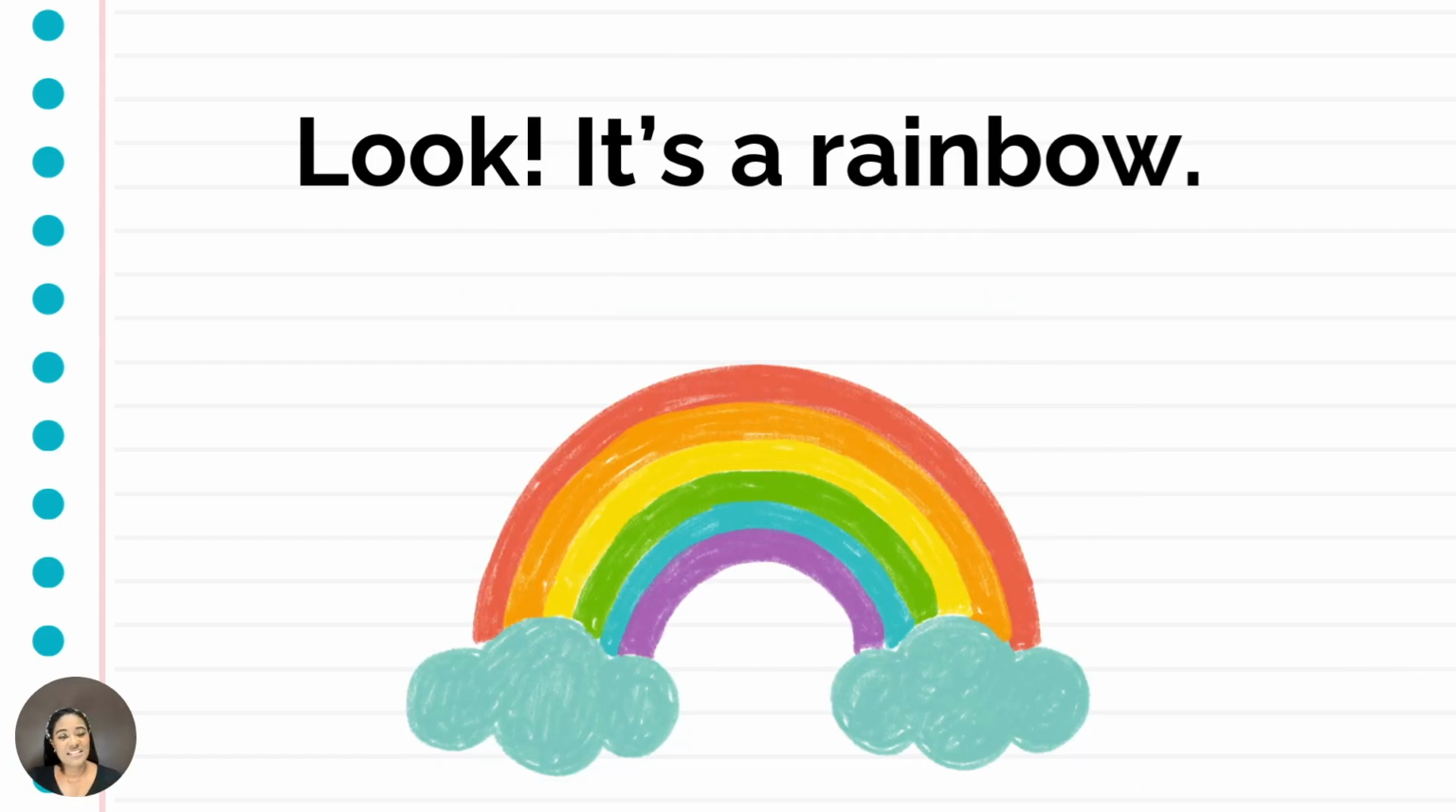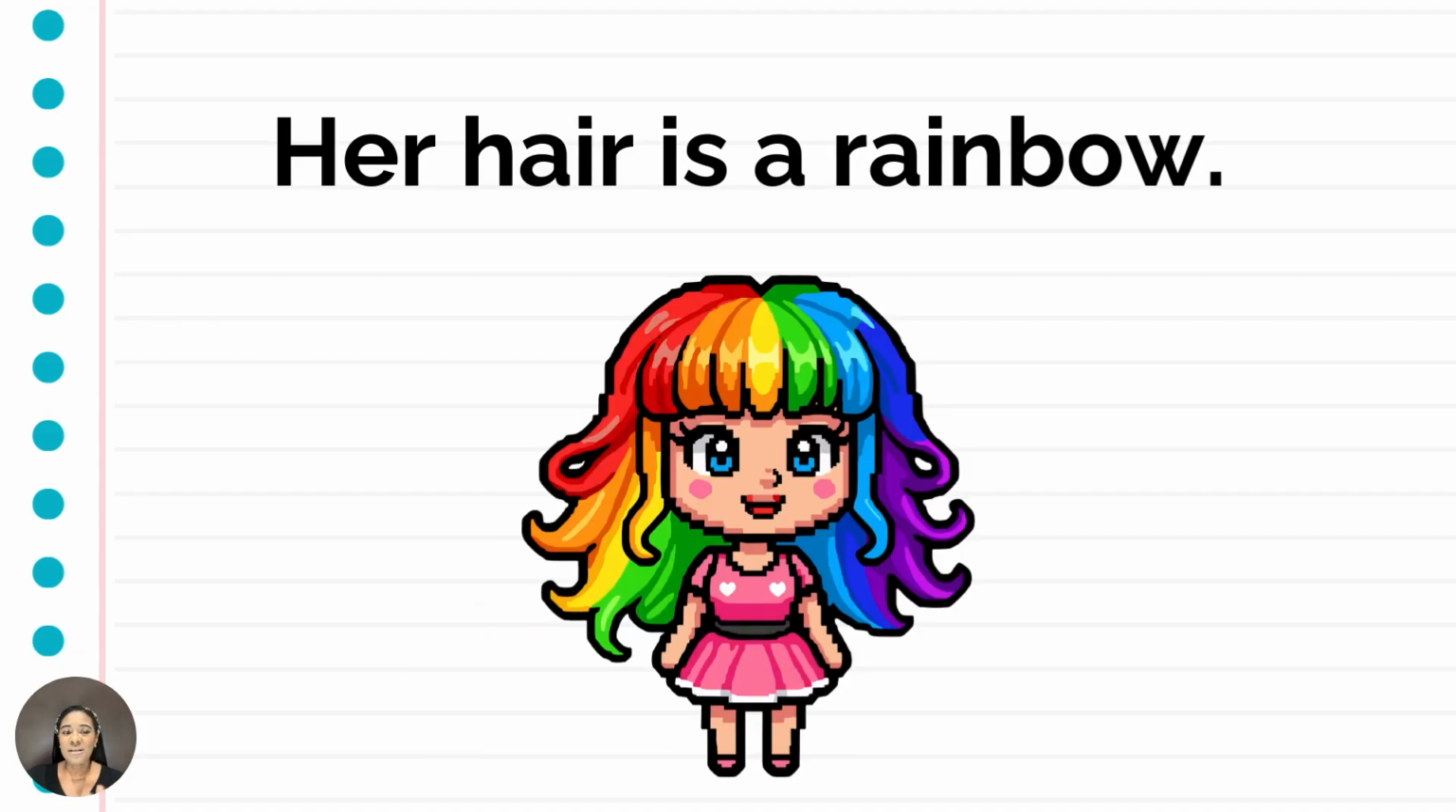For our final example, remember the rainbow? Look, there's a rainbow. There are several colors. But what if I was talking about someone's hair that was many different colors? Would I be talking about the rainbow that we can see in the sky after rain? No. If I said that someone's hair is a rainbow, that would mean that that person's hair has a variety of beautiful and vivid colors.